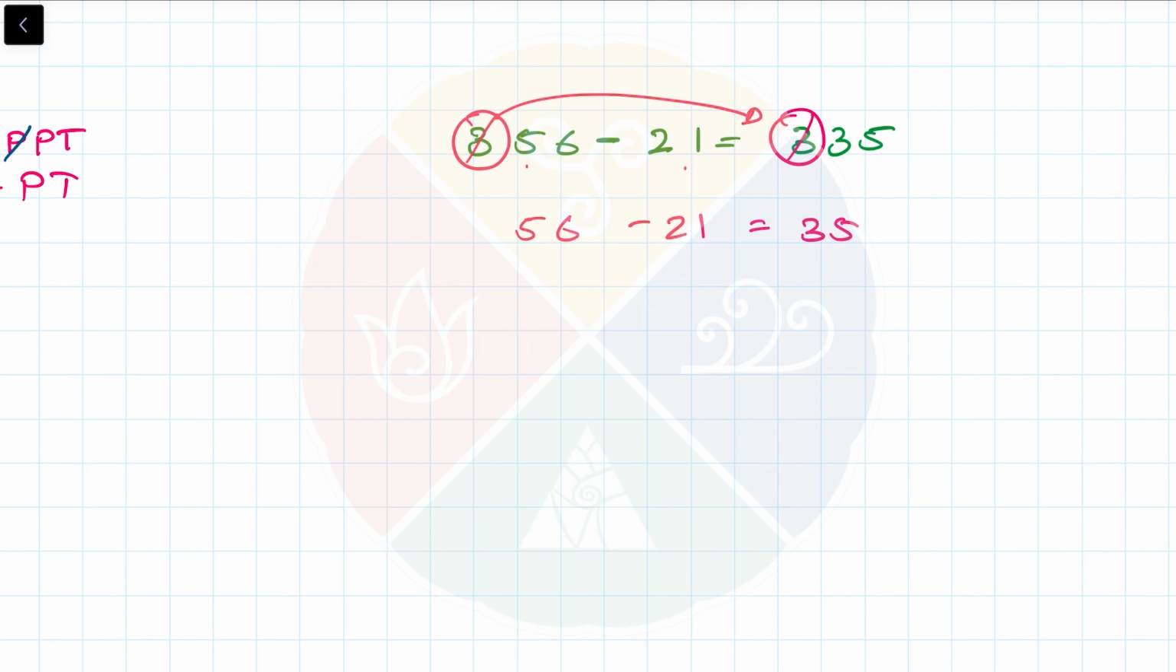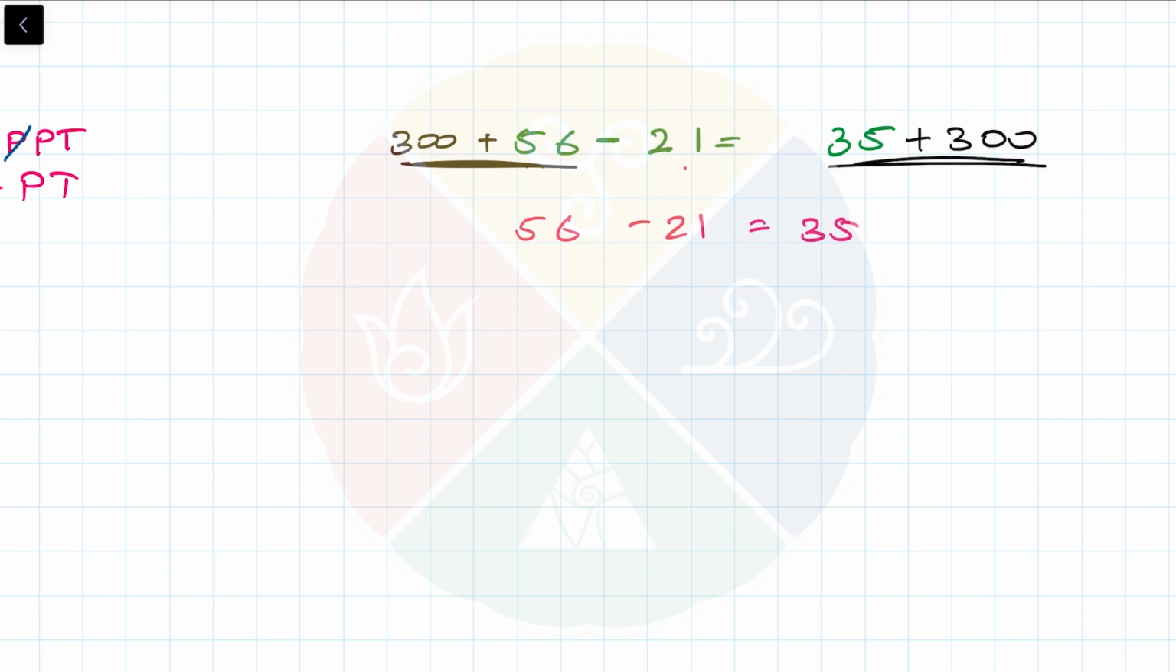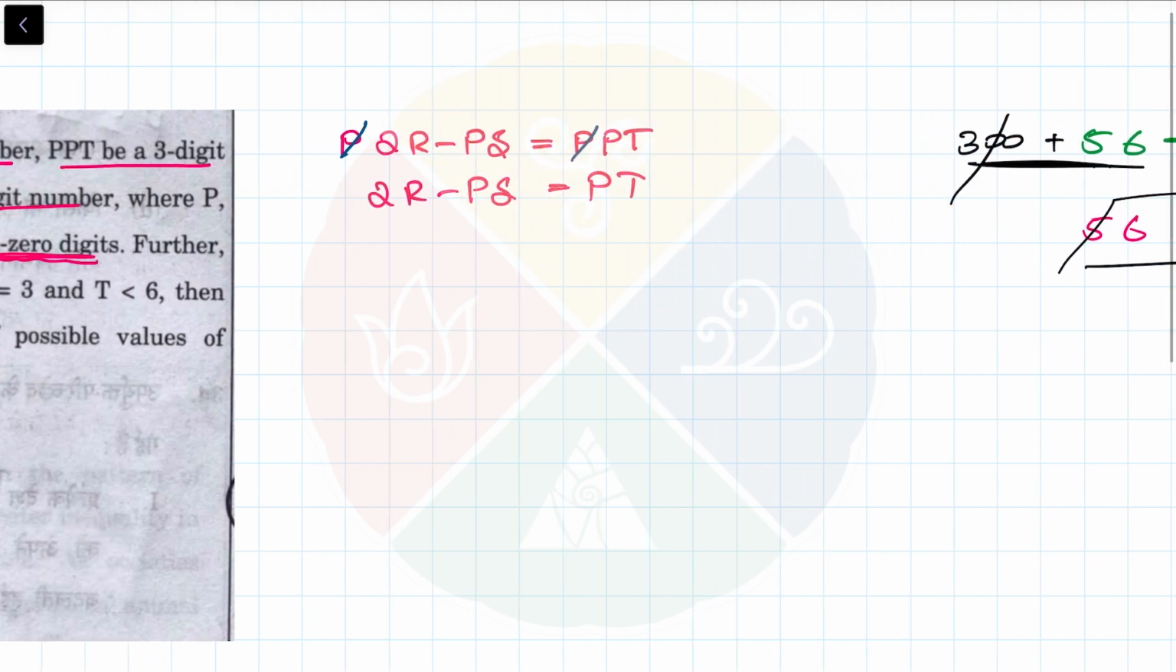I can do this because I can separate this 3 and write it as 300. I can separate this 3 and again write it as 300. See, 300 plus 56 is 356, and 300 plus 35 is 335. And this 300 and this 300 got cancelled, so I can write it like this. Similarly, I can simply eliminate the first piece, so the equation will become like this.